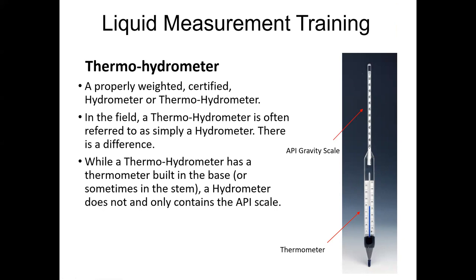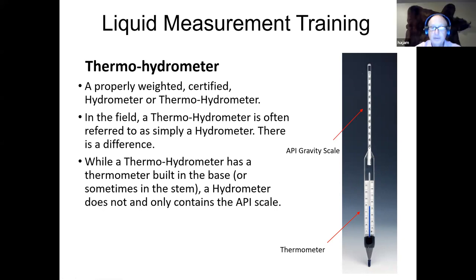Thermohydrometer. It is weighted and it is certified. It has a thermometer in it. It has a scale for both the temperature and the gravity reading. It is often referred to as simply a hydrometer, but this one you're looking at on the screen is a thermohydrometer because it has a thermometer inside of it. You can have these certified, as I mentioned already, and you want to make sure that these are certified to the correct temperature and a correct gravity.